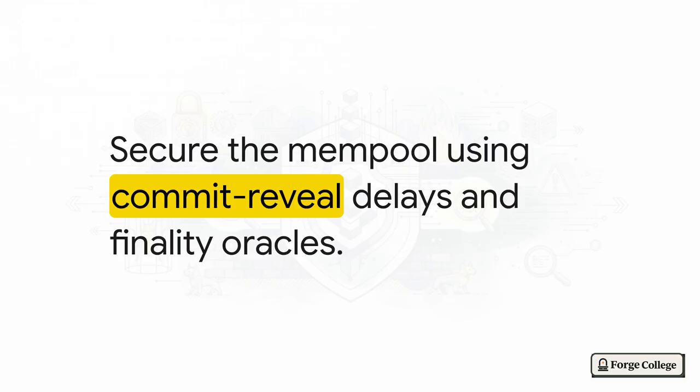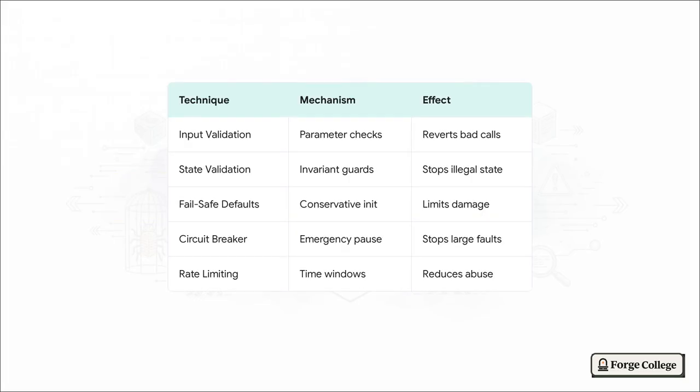To defend against this, we use commit reveal patterns, where the intention is hidden and delayed, or we utilize decentralized finality oracles, ensuring observers cannot act on secret intentions before they're securely processed. So this engineering blueprint maps exactly how each defensive technique acts as a documented contract between external callers and your code. Input validation provides clear revert reasons, state validation stops illegal transitions dead in their tracks. Fail-safe defaults limit damage when the unexpected occurs, and rate limiting severely reduces the impact of automated attacks.